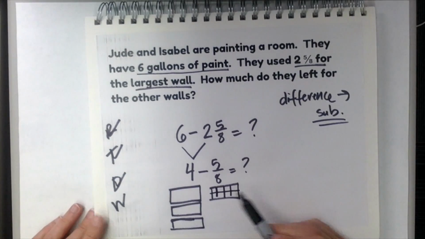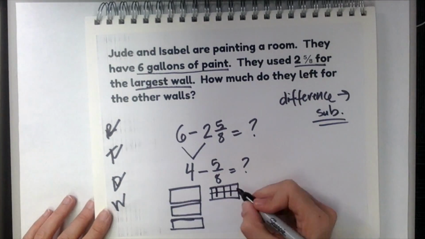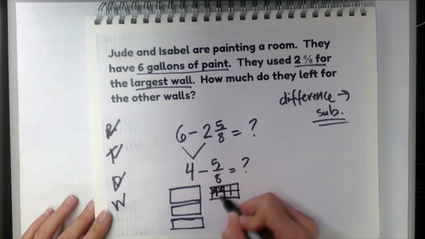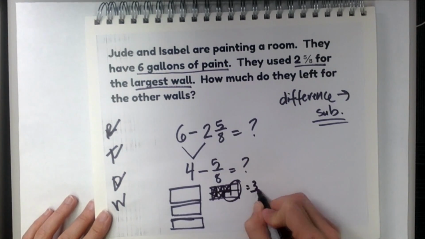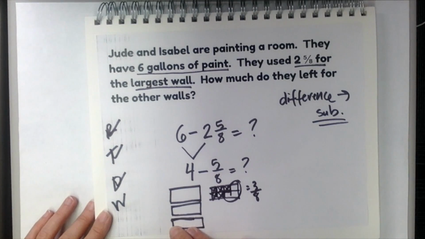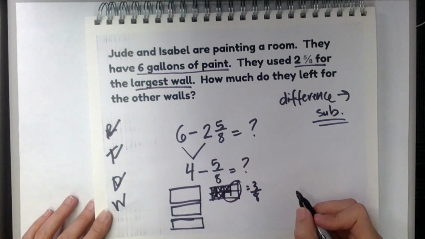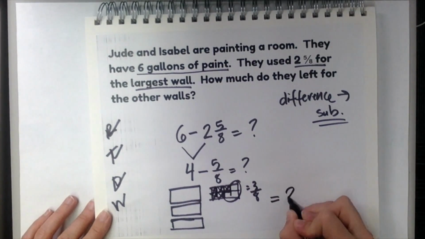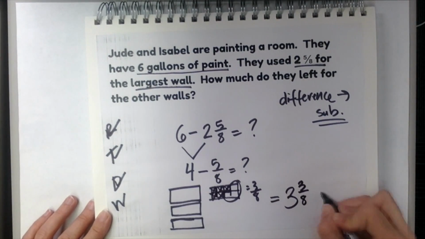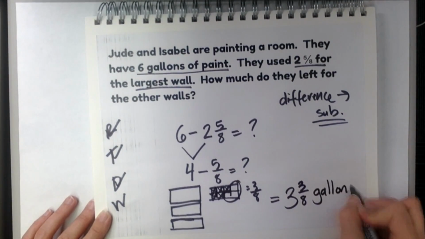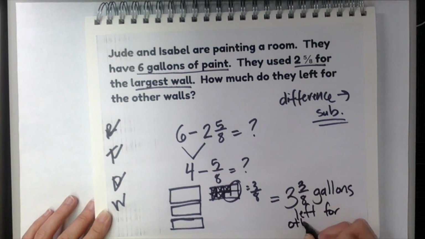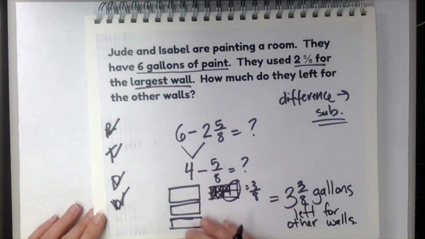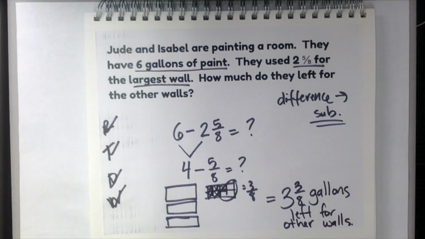So now I'm going to take away 5 of those 8ths. 1, 2, 3, 4, 5. And I have 3/8 left. So I have 3 wholes and the fraction 3/8. 3 3/8 gallons left for other walls. Wrote my sentence, used a model, and showed my thinking.